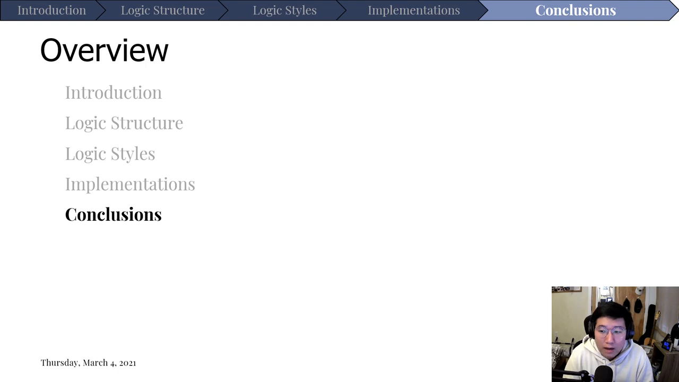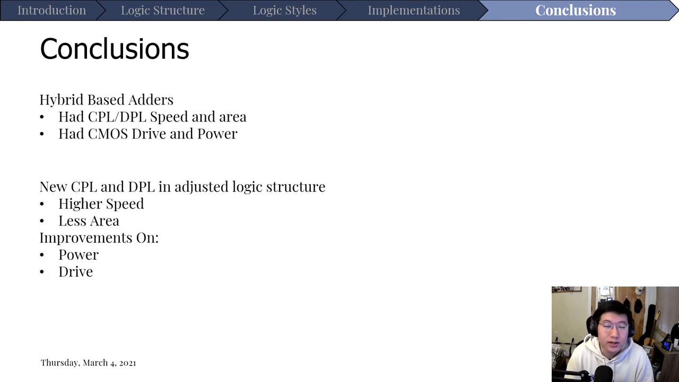So after we look at all of these, we can have conclusions. At the beginning, we had a lot of just a comparison of bare bones adders, using the classic logic structure. However, we had an introduction of hybrid-based adders that try to take the best of CPL and DPL in speed and area while getting the CMOS drive and power. And for most of 2000 to 2008ish, these hybrid-based adders had the best performance.